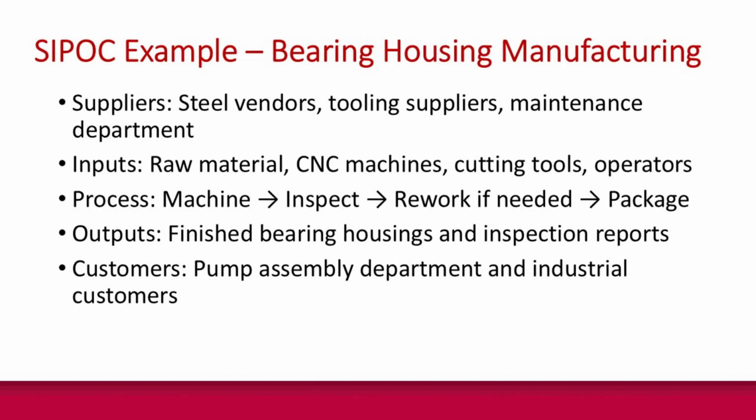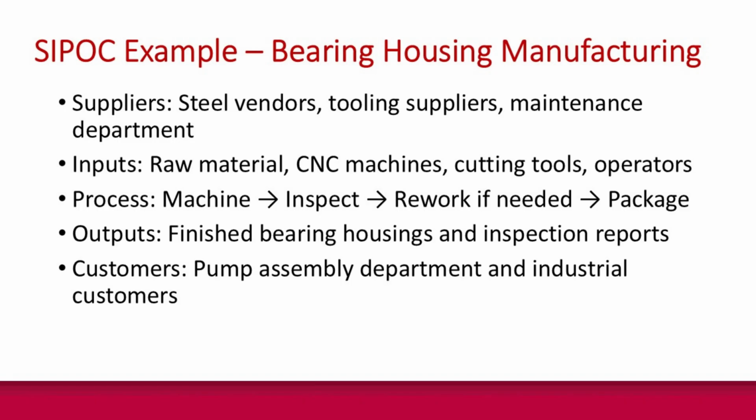Now let's look at a SIPC diagram for the bearing housing example. We begin with the suppliers. In this example, the suppliers include steel vendors, tooling suppliers, and the maintenance department. These groups provide the materials, equipment, and support needed to keep the process running. Next are the inputs. The inputs include the raw steel material, CNC machines, cutting tools, and machine operators. These are the resources required to manufacture the bearing housings.